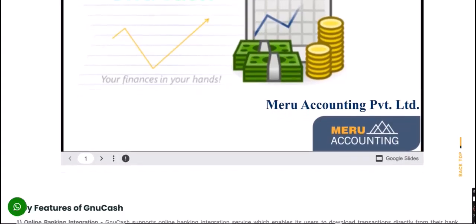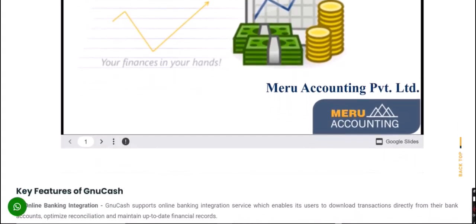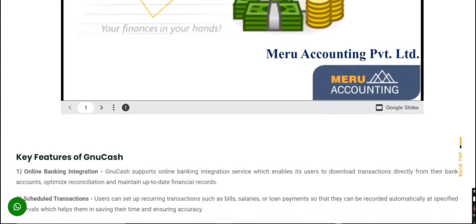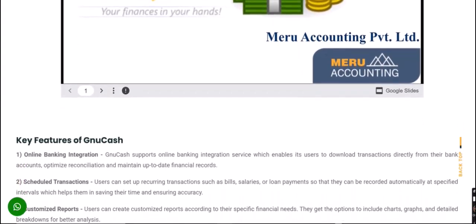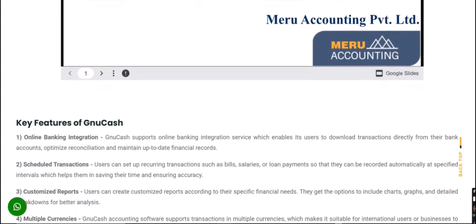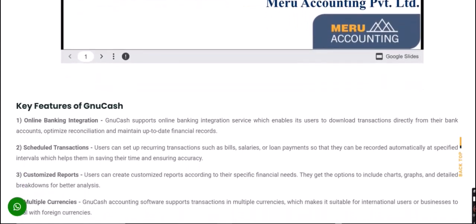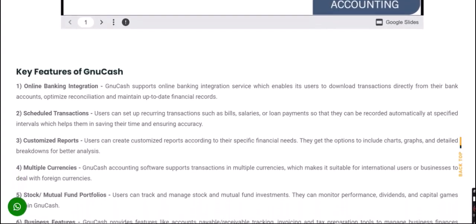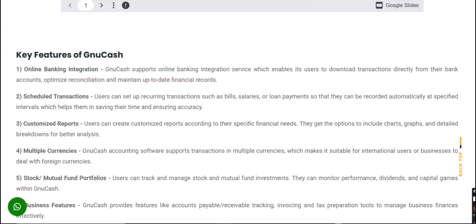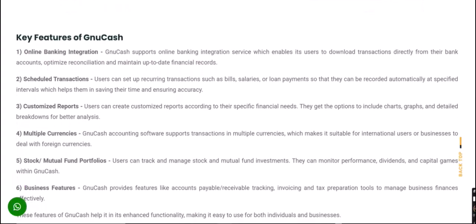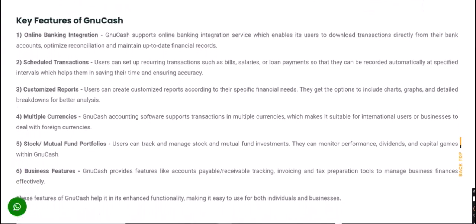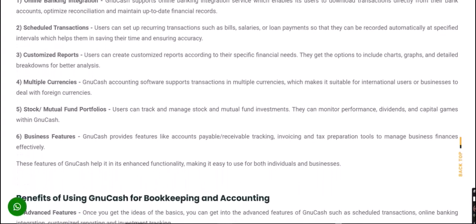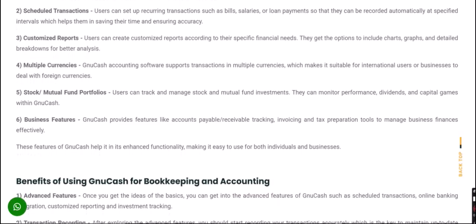Many individuals use GnuCash as a robust alternative to commercial personal finance software or even simple spreadsheets for tracking their money. Why GnuCash appeals to them? Free and open source. The most obvious draw is that it costs nothing to download and use. This is a significant advantage for individuals looking to manage their finances without adding another monthly subscription fee.